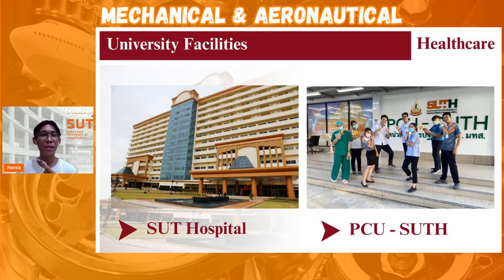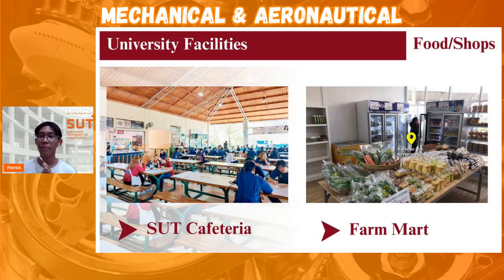That's why we have the SUT Hospital and the PCU, where students can receive quality healthcare whenever needed, whether it's routine medical checkups or urgent care. These facilities are here to support you. Now, let's also talk about food. At SUT, students have access to university cafeterias conveniently located near the dormitories and classroom buildings. It's easy to grab a quick meal between classes or enjoy time with your friends over lunch.